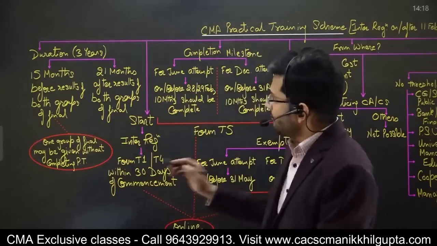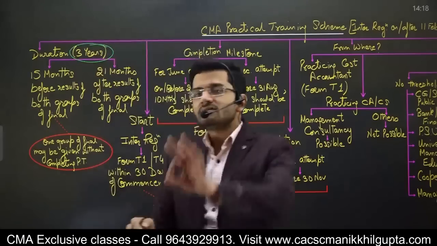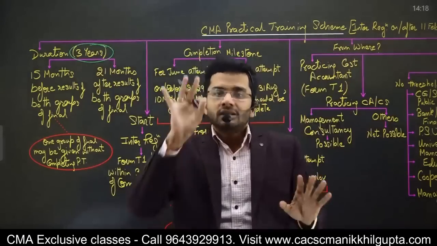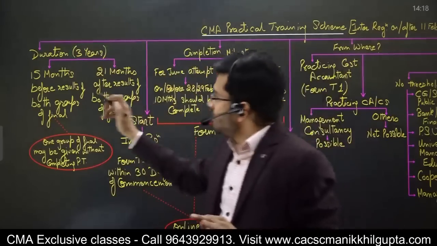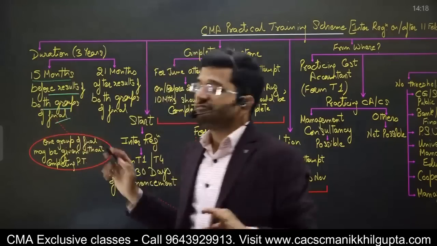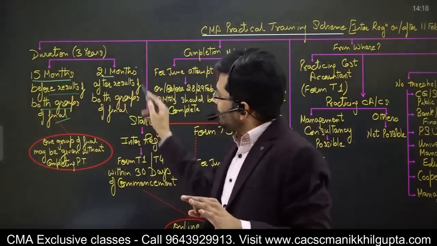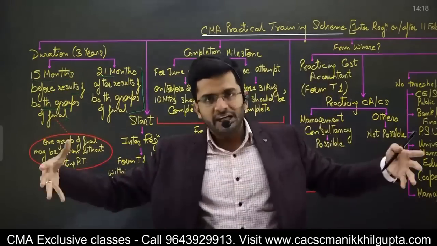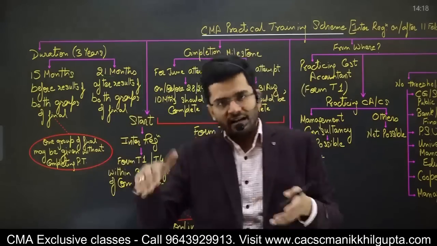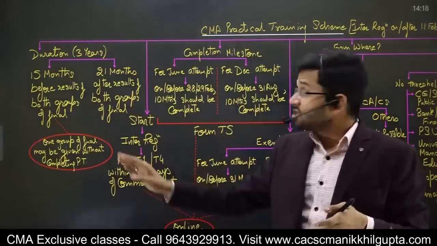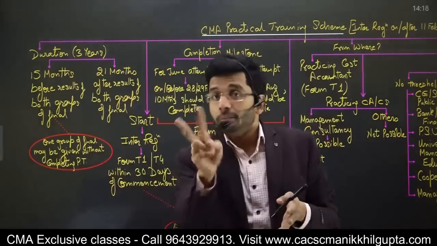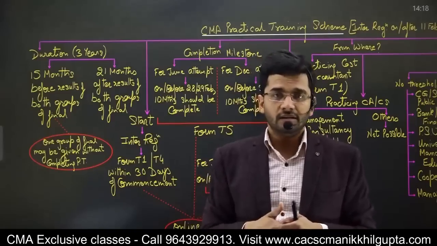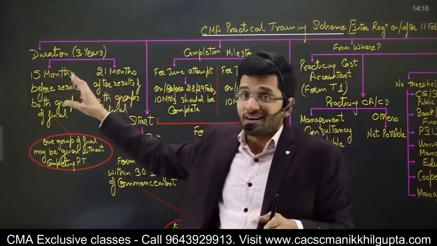Now, first of all, how many years of practical training is required? Guys, 3 years of practical training is required. Okay, please be aware, 3 years of practical training is required. 15 months before the results of final, 21 months after the results of final. So the practical training is split between before the results of final and after the results of final. 15 months you need to do immediately before appearing in both of the groups of the final. 15 months you have to complete before the results date, and I'll explain what I mean by before the result date. Okay, I'll explain you.